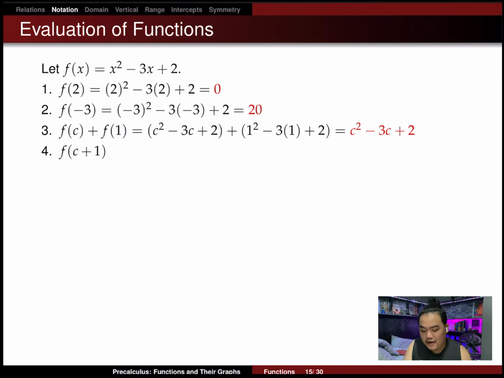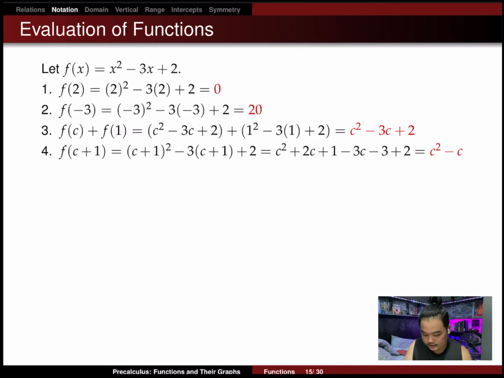Excited masyado. What is f of c plus 1? Just replace x by c plus 1. And then, combine like terms. And get that one. Okay, naintindihan ba yon? So, feeling ko familiar na naman almost lahat nandun. Basta ang take away lang naman natin dito ay kung ano yung pinalit mo dito, papalit mo din doon. That's how it works. Yun yung notation.